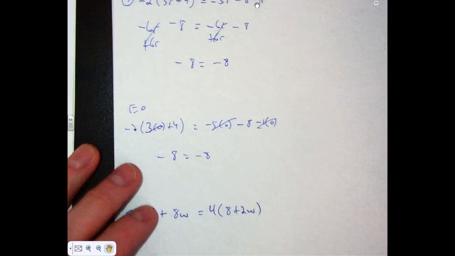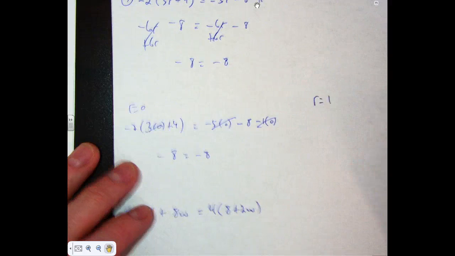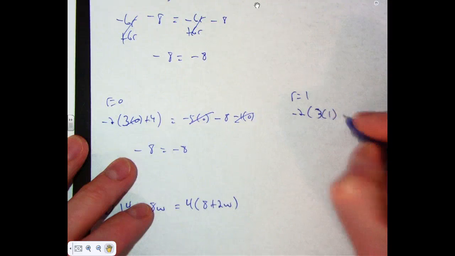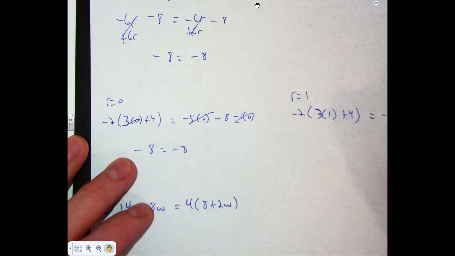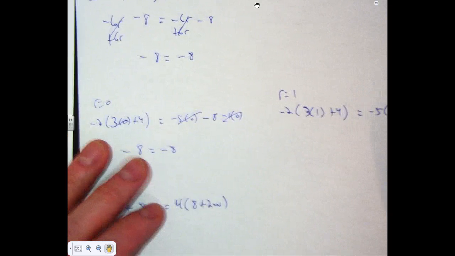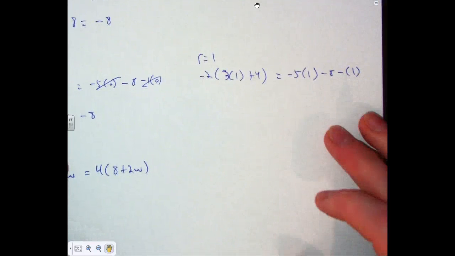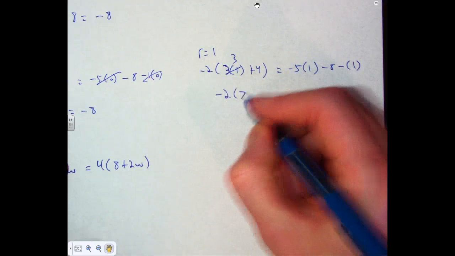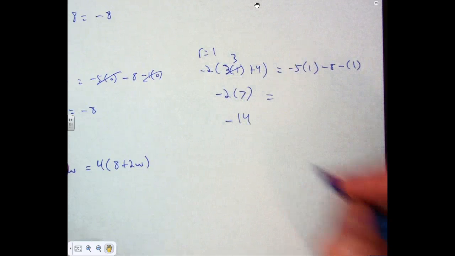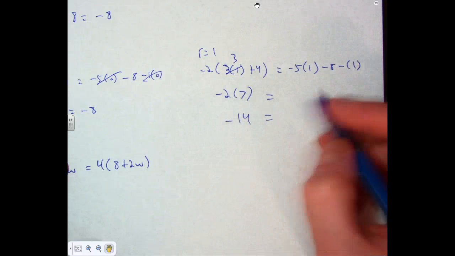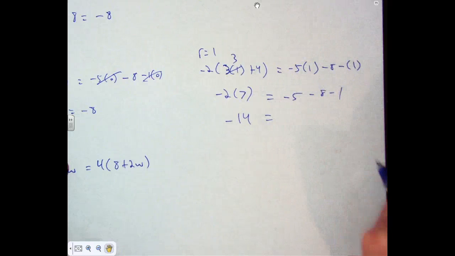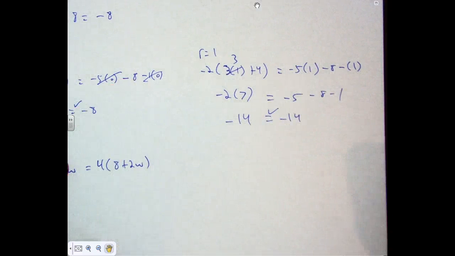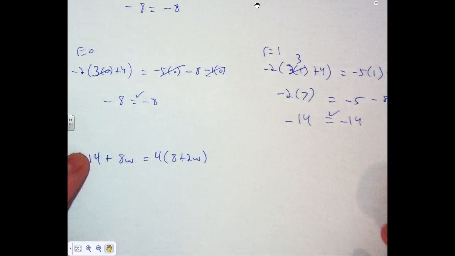However, if I pick any other number, like let's say 1, pick something nice and easy to work with, I'll let r equal 1. It would be negative 2 times 3 times 1 plus 4 equals negative 5 times 1 minus 8 minus 1. So I just replaced all the r's with 1's now. 3 times 1 is 3. 3 plus 4 is 7. So I have negative 2 times 7, which is negative 14 on the left-hand side. On the right-hand side, I have negative 5 minus 8 minus 1. When I do all the 1 multiplications, that's also negative 14. That also checks out. So for this problem, both 1 and 0 worked.